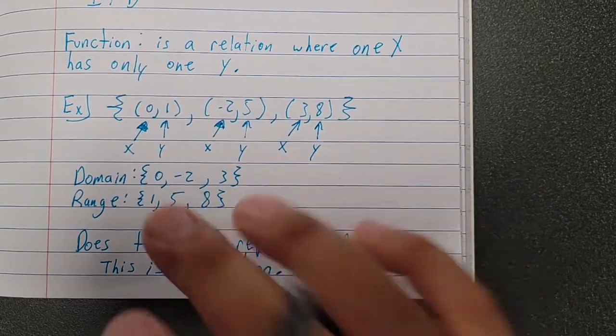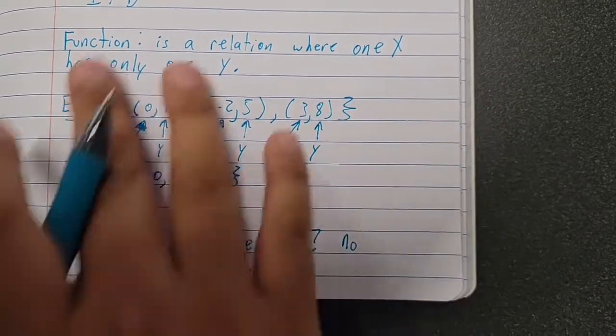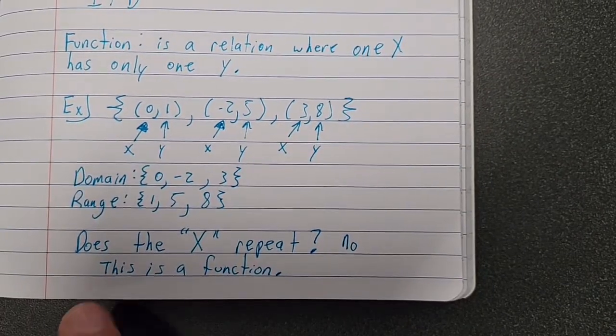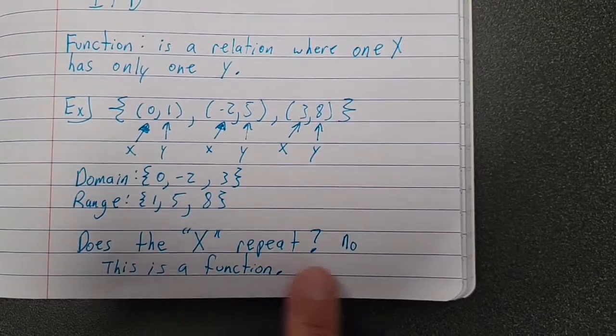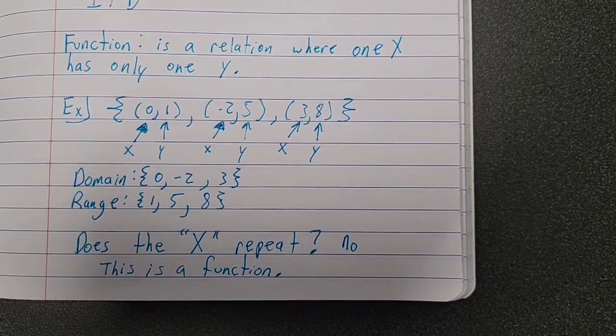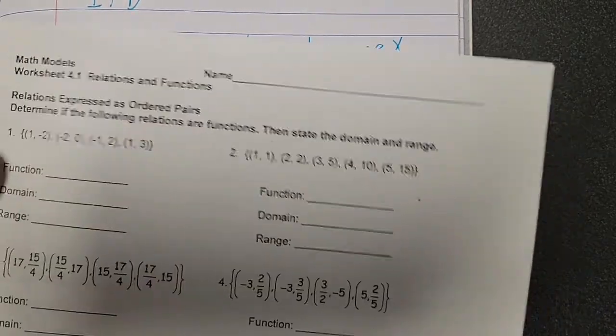All right. So let me show you what that looks like in other ways. This is just a very basic definition, and you're not going to really understand it yet. But does the x repeat? All this is just for this question. Okay. So you should have got a handout.